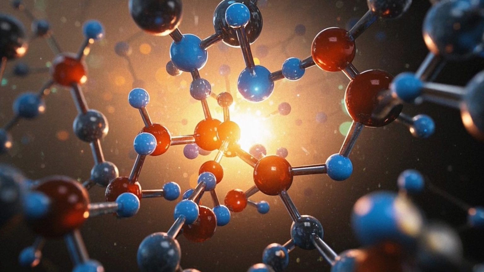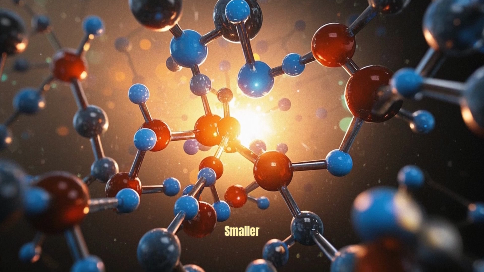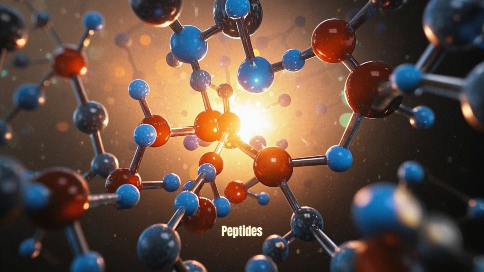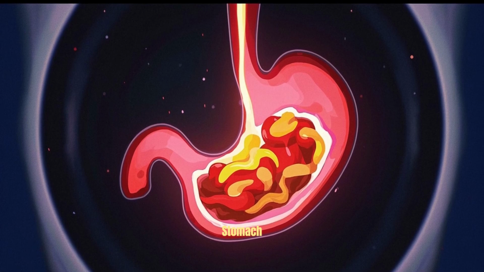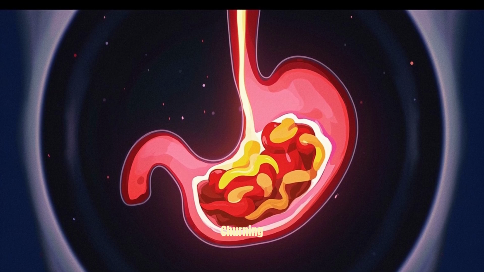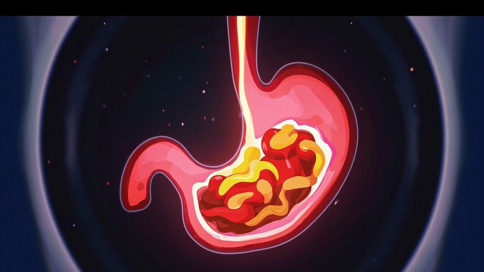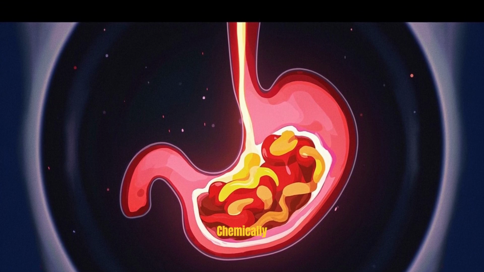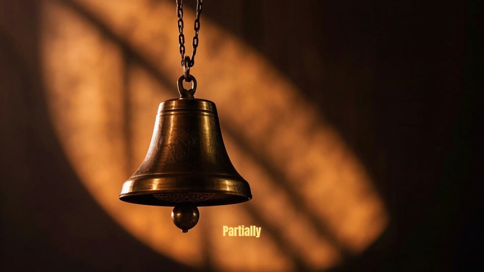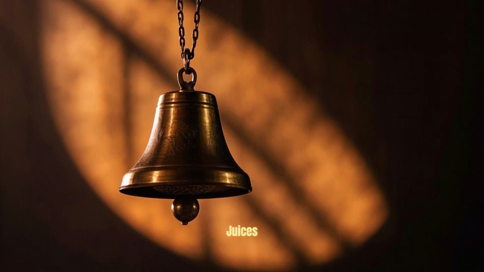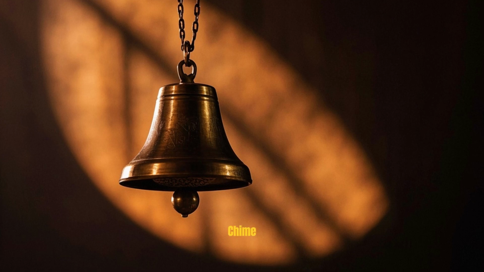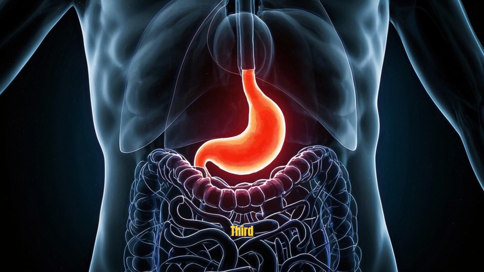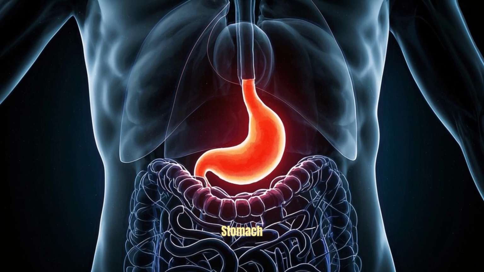Pepsin is an enzyme that helps break down proteins into smaller chains of amino acids called peptides. Mucus protects the stomach lining from the acid. This churning action helps break down the food mechanically and chemically. This semi-liquid mixture of partially digested food and gastric juices is called chyme. So the only organ involved in the third stage of digestion is your stomach.